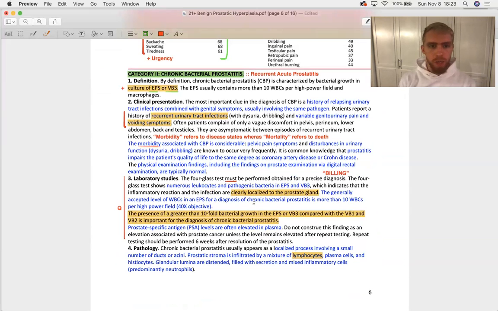Patients have recurrent UTIs. They just keep coming back, recurrent voiding symptoms. The morbidity associated with chronic prostatitis is considerable. Mortality means odds that you die of the disease, but morbidity refers to, of all the patients with the disease, how many of them are experiencing the symptoms. So what that sentence says is that out of everyone with chronic bacterial prostatitis, the majority of them are presenting symptomatic.